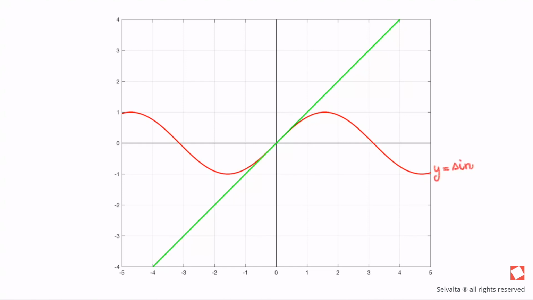MATLAB has already plotted for us the graphs of the functions y equals sine of x and y equals x, the bisector of the first and third quadrant. I want to compare those lines in the neighborhood of the origin, that is, as x goes to 0. Now, we deal with two infinitesimal functions. Well, indeed, they cross the origin and they are continuous functions.